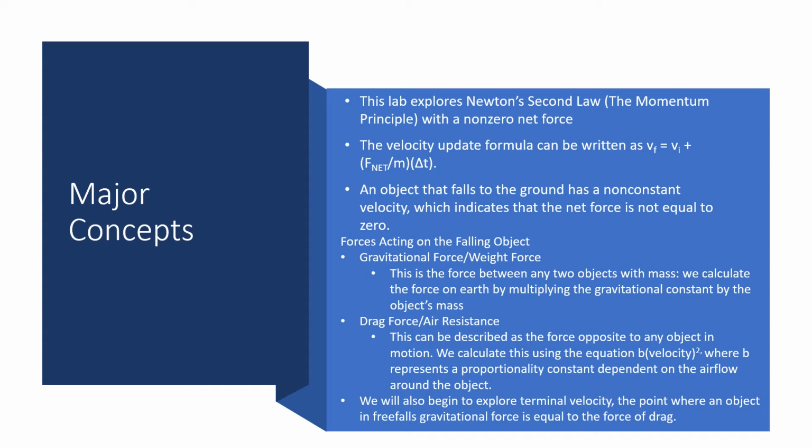And then we have the drag force, which is described as a force opposite to any object in motion. We calculate this by using the equation b times velocity squared, where b is representative of a proportionality constant dependent on the airflow around the object. We will also begin to explore terminal velocity, which is the point where an object in free fall gravitational force is equal to the force of drag.